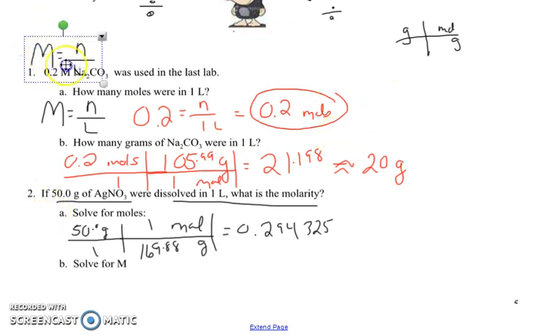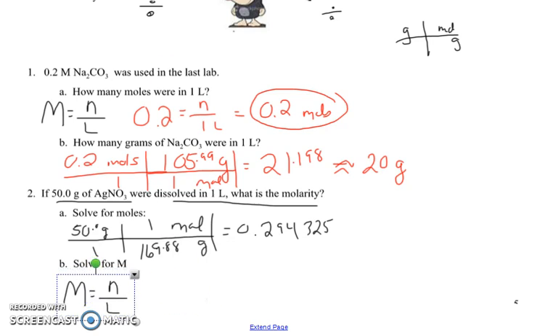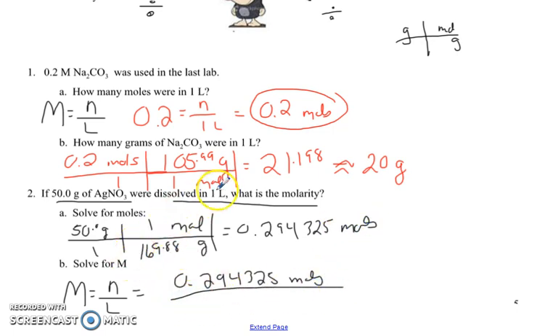Okay. So then when I'm solving for molarity, molarity is number of moles per liter. So I'm going to be taking the 0.294325 moles and put that over how many liters that I have. They're telling us 1 liter. So divide that number by 1. And I only want 3 sig figs though. So what is my final answer going to be? It's going to be 0.294 molar. And we could also say what it was, silver nitrate.